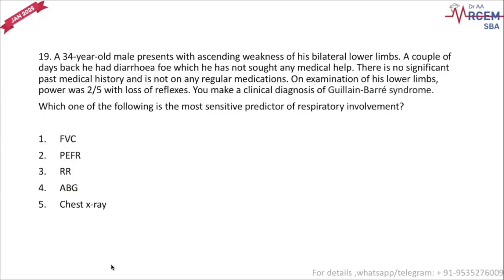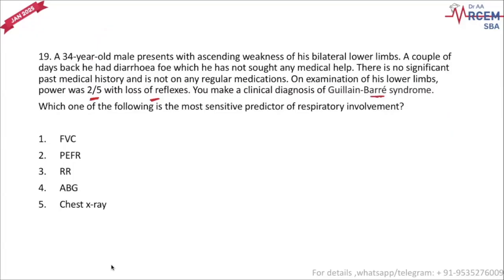A 34 years old male presented with an ascending weakness of the bilateral lower limbs. A couple of days back, he had diarrhea for which he did not seek any medical help. He has no past medical history. On examination, his lower limb power is only 2 by 5 with loss of reflexes. Clinically, you diagnose it as GB syndrome.